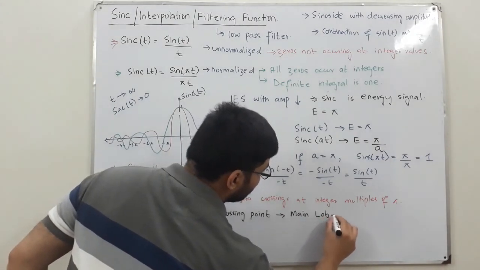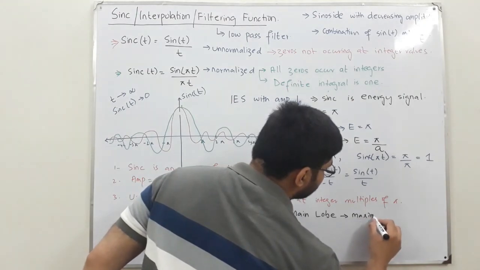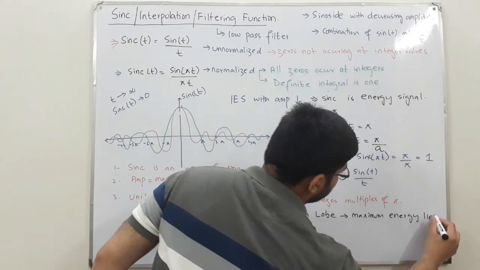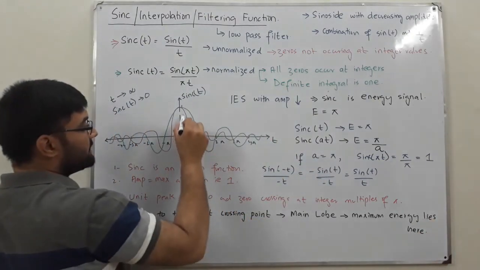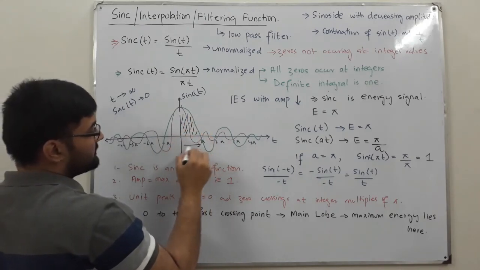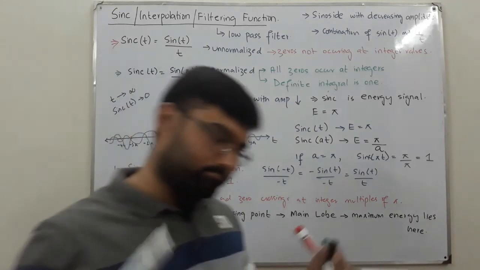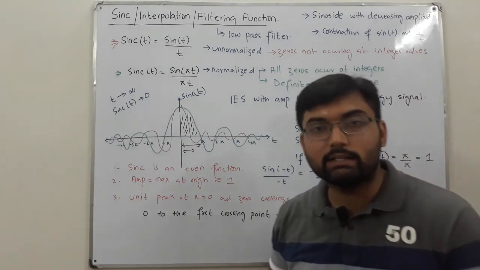And what is the significance of this main lobe? It is that the maximum energy of the function lies here. If I mention it, this one in red color and this one in green color, this region is the main lobe. So that's all about the sinc function.